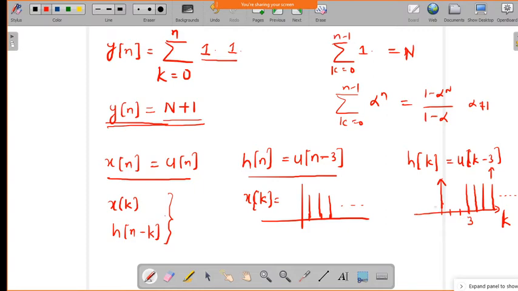Similarly, now find out what is x of minus k, okay, minus 3. So what is minus k? Shift the value by the reflection till the value of 3, that is minus 3.